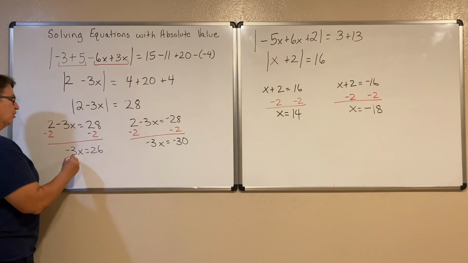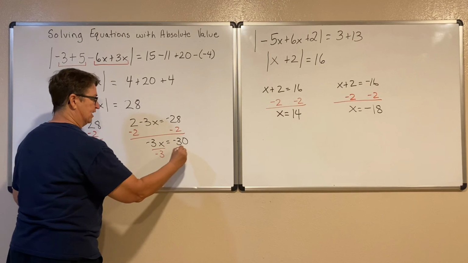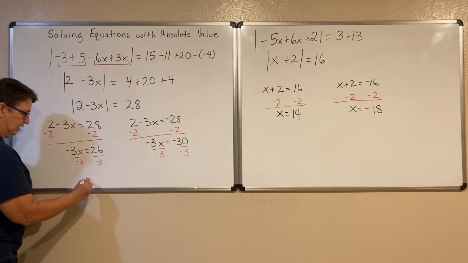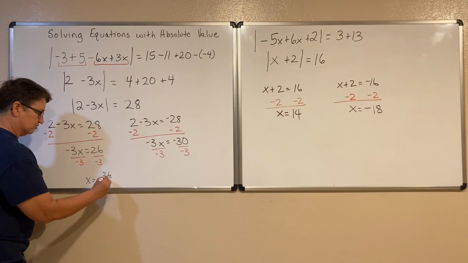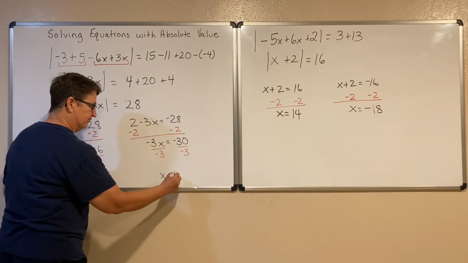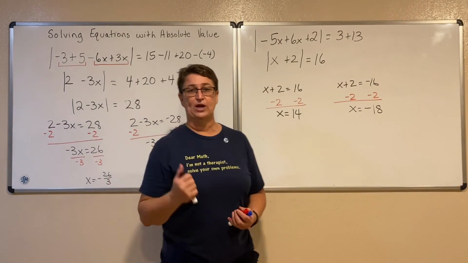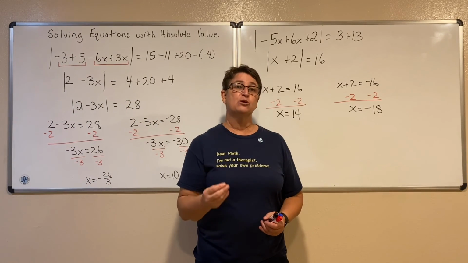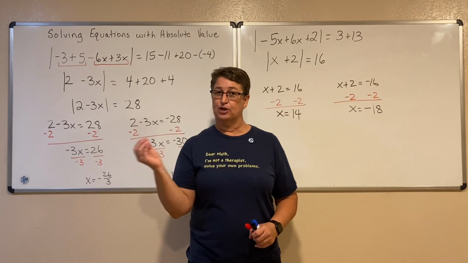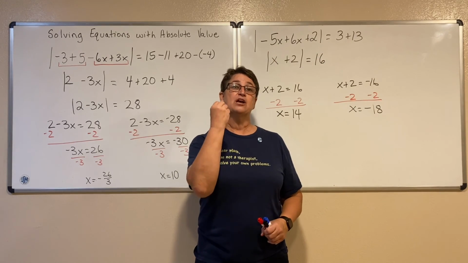Then I'm going to divide both sides by a negative 3. So that x could equal a negative 26/3, or x could equal a positive 10. So both of those answers would make this equation true. So when we're dealing with absolute values, you just have to remember there's a positive value that could be inside the absolute value signs, or a negative value. So you need to come up with 2 solutions for your x's.